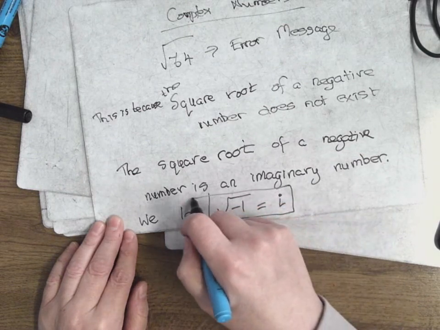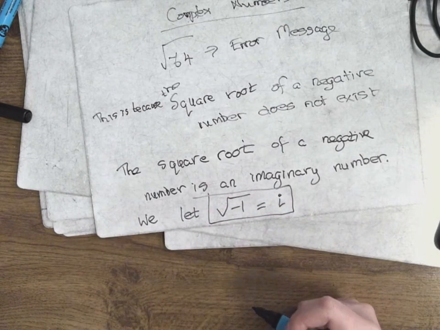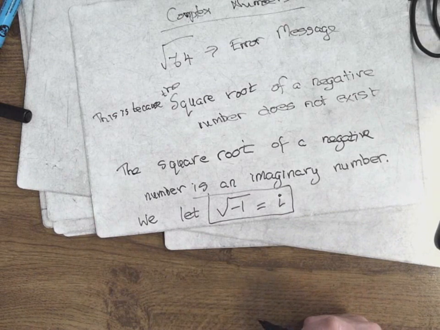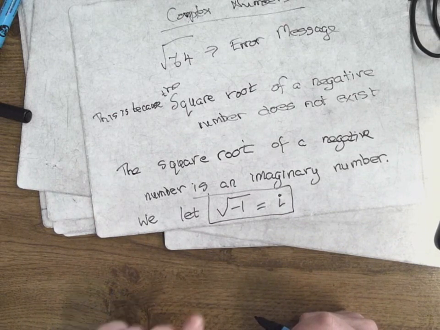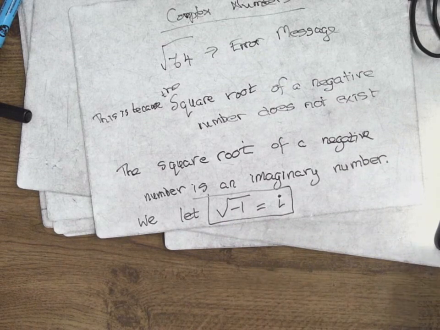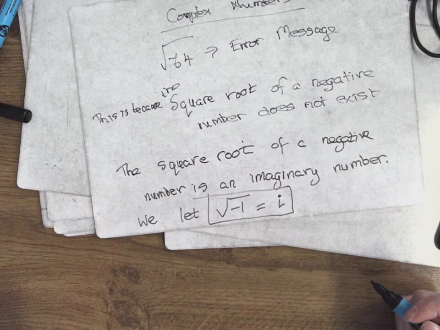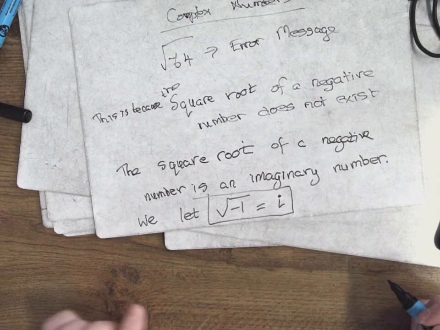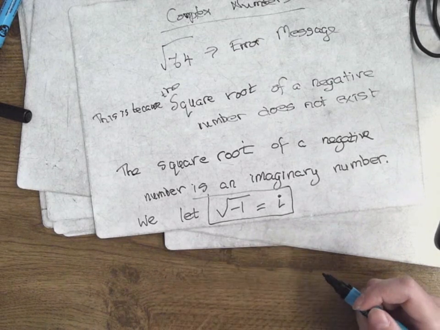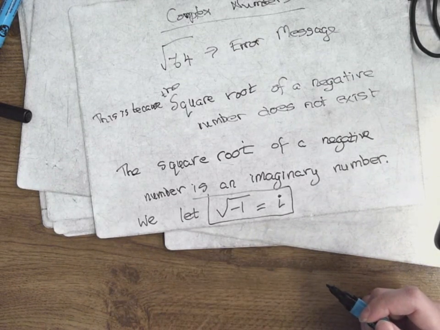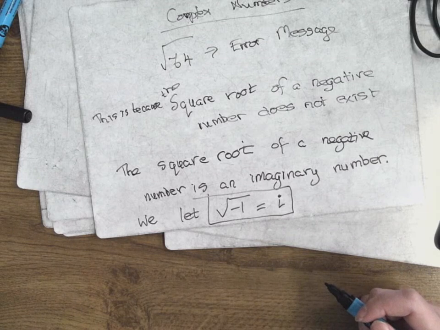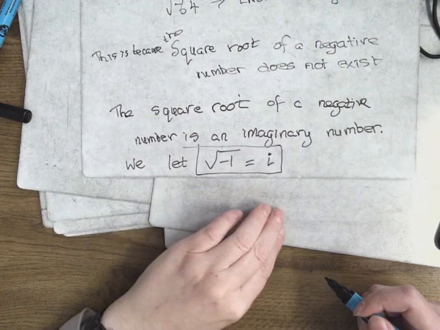And this little statement here is what all this chapter is based on. The square root of -1 doesn't exist, so we just say it's imaginary. So if you try to get the square root of -1, your calculator will give you an error message, because your calculator doesn't do imaginary numbers. It only does real numbers.